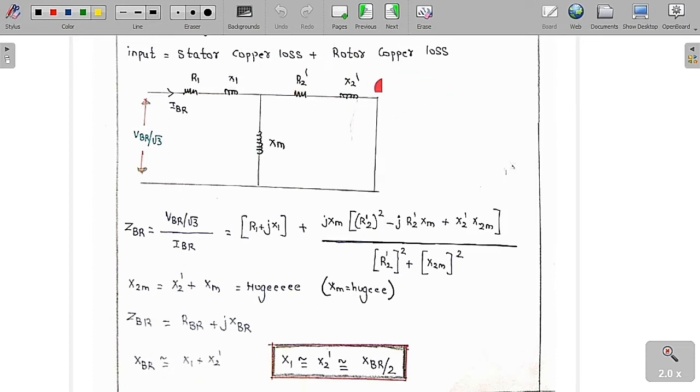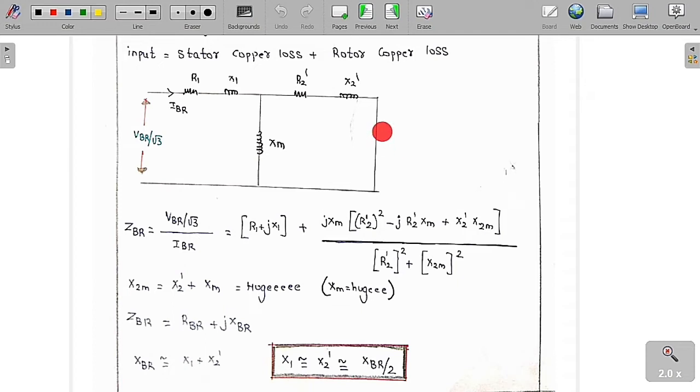Now we will analyze this further. We take the approximate circuit, which has R1, X1, R2 dash, X2 dash, and Xm. As RC is very high, we neglect it. RL dash is equal to R2 dash into (1/S minus 1). As S is equal to 1, RL dash is equal to 0, so it is a short circuit. So the no load test is basically like an open circuit, and the blocked rotor test is basically like a short circuit.